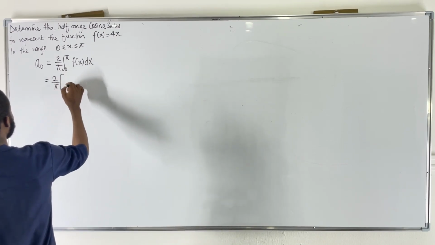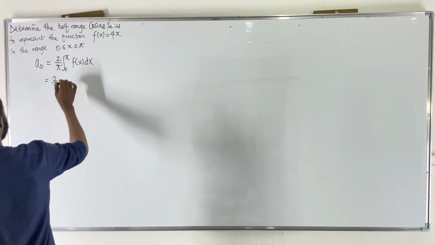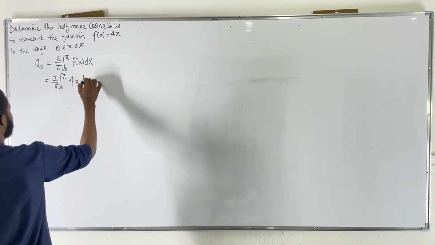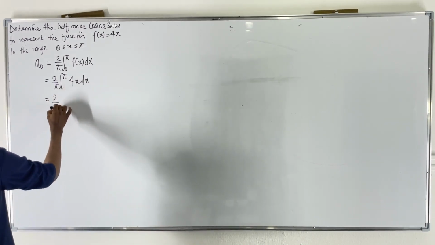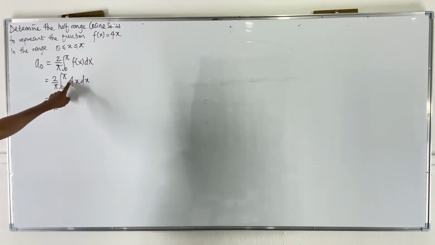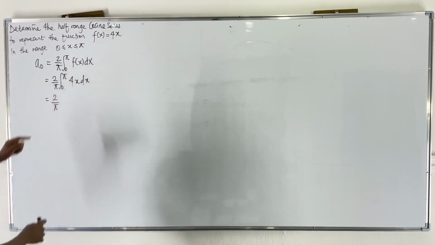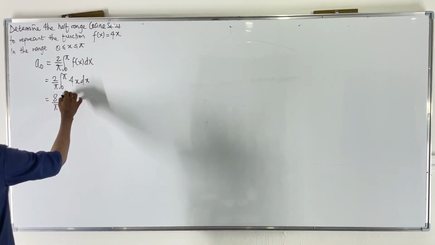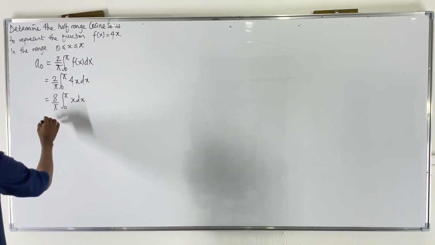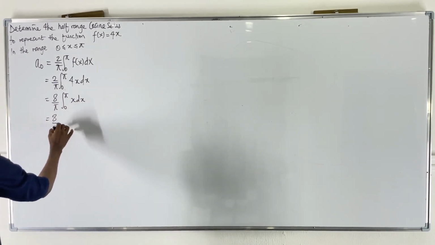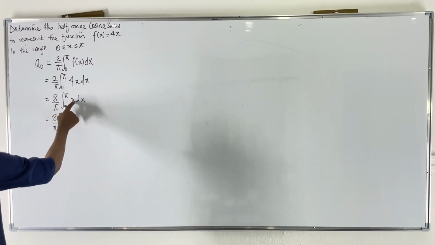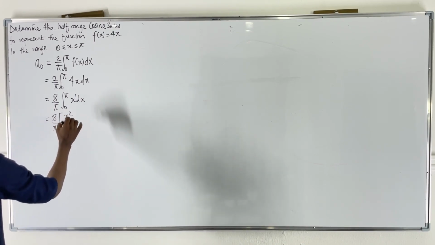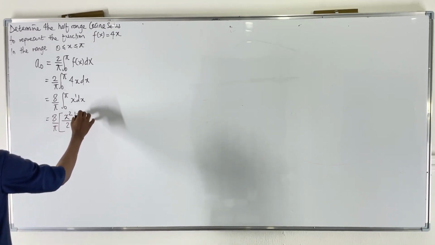Then we have the integral from 0 to pi. Now f of x is 4x, so this will be 4x dx. So this is 2 over pi. Now this 4x, the 4 is a constant. So when you bring out the 4, this will make it 8. So this is 8 over pi, then we have the integral from 0 to pi. What will be left is x dx. Then, if you integrate this x, there's a 1 here, so this will be x squared over 2, and then from 0 to pi.